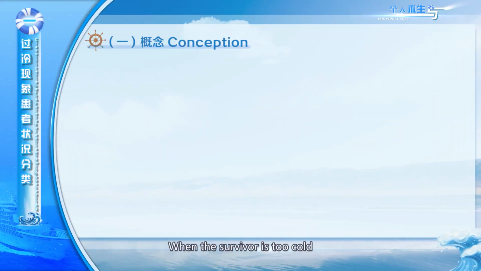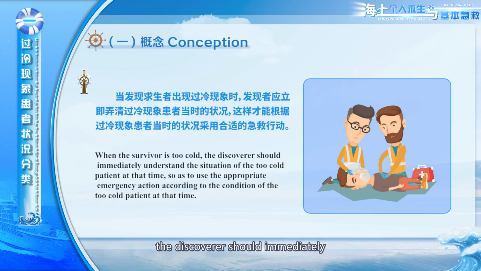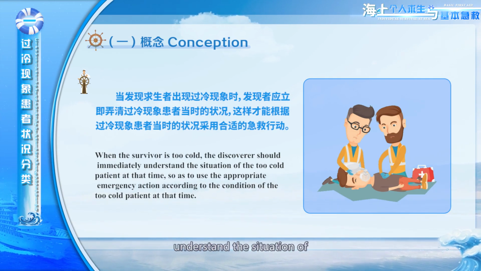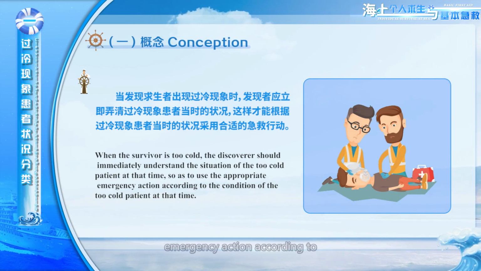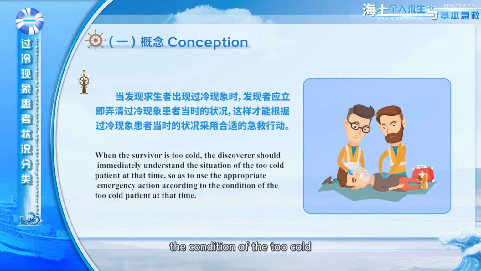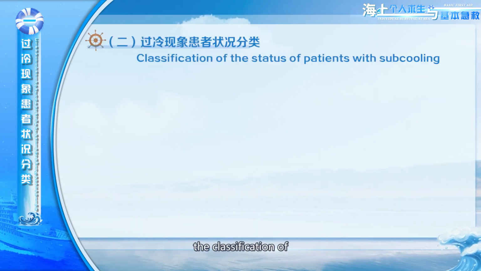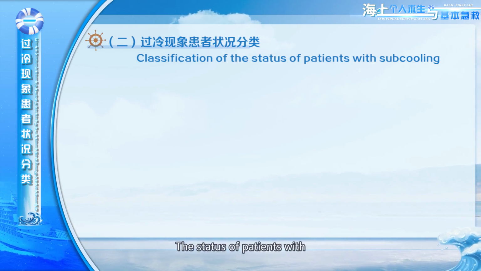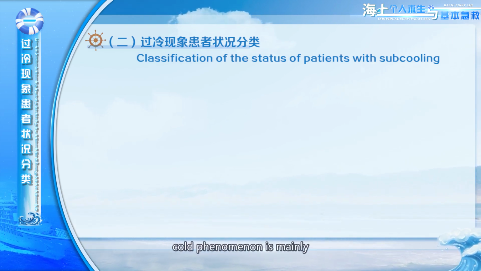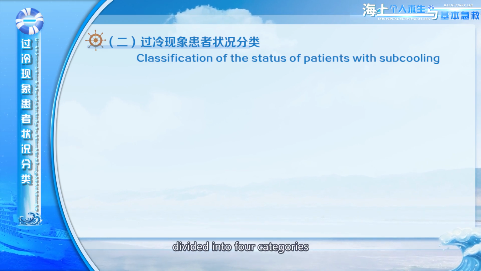When the survivor is overcooled, the discoverer should immediately understand the situation of the overcooled patient at that time, so as to use the appropriate emergency action according to the patient's condition. Let's first understand the classification of patients with overcooling. The status of patients with overcooling is mainly divided into 4 categories.